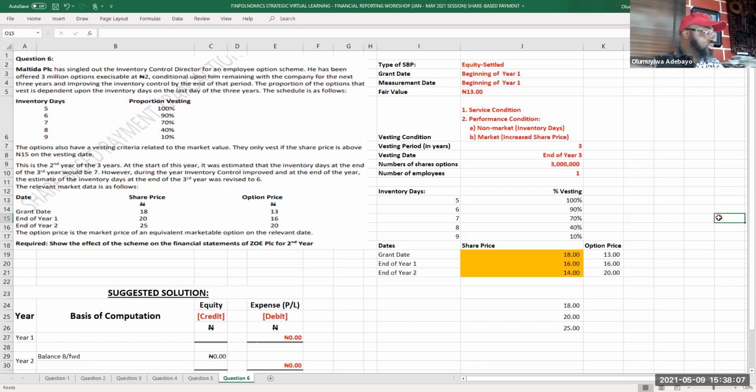Okay, and what will you do? What will be your accounting in year 2? I don't know the accounting. No, you have said it will not vest. Therefore, what are you going to do? I remember all of these conditions must be met, which means are you now going to estimate 0 for the director?